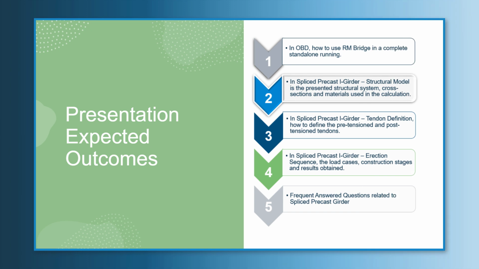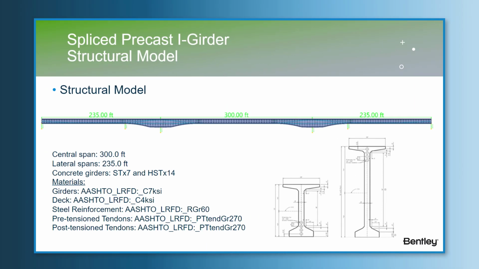So, part 2, Spliced Precast Girder structural model. Just to refer that this BIM model intends to present how to use RM Bridge on construction stages only and not to demonstrate any real case.